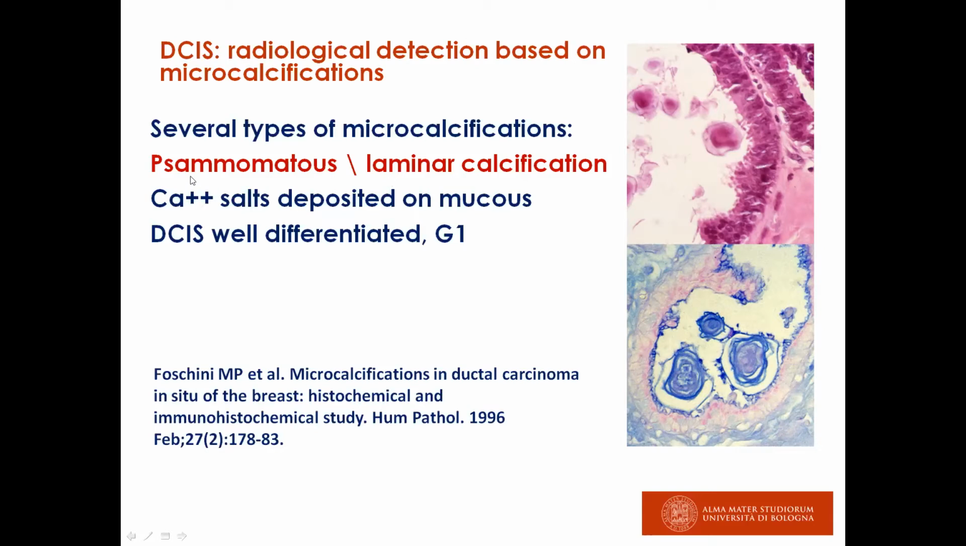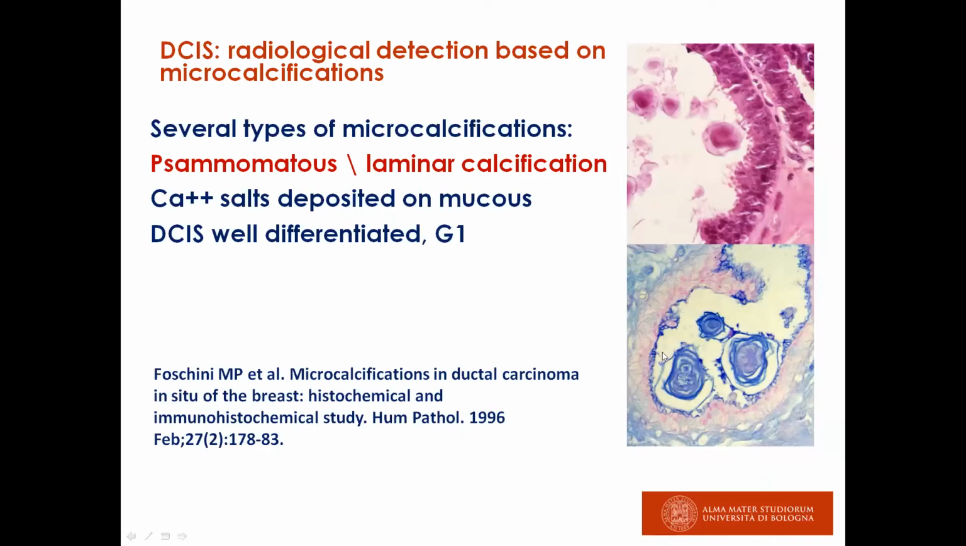Psammomatous derives from ancient Greek. Of course, our language is very close to and derives from ancient Greek and Latin, so most of our words have a base in ancient Greek and Latin. Psammoma in ancient Greek means the sand, the sand granules. So you imagine the sand granules are very small, and these resemble the sand granules.